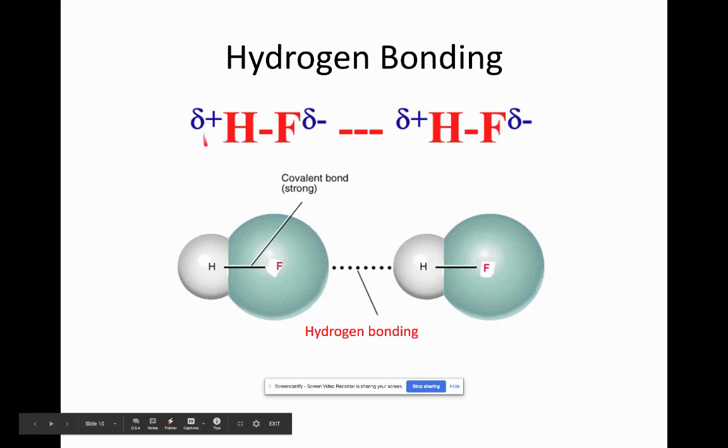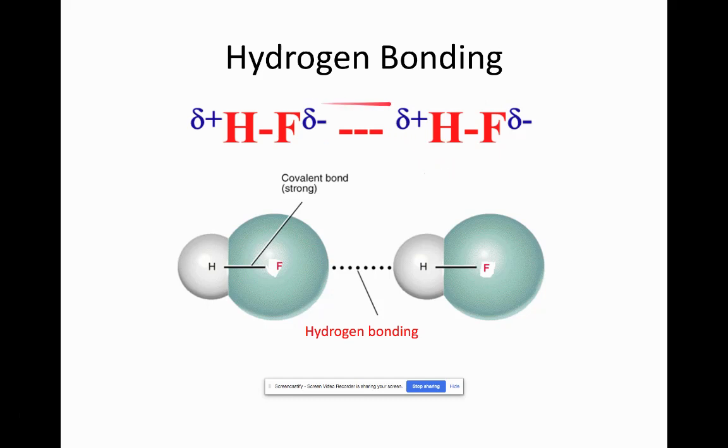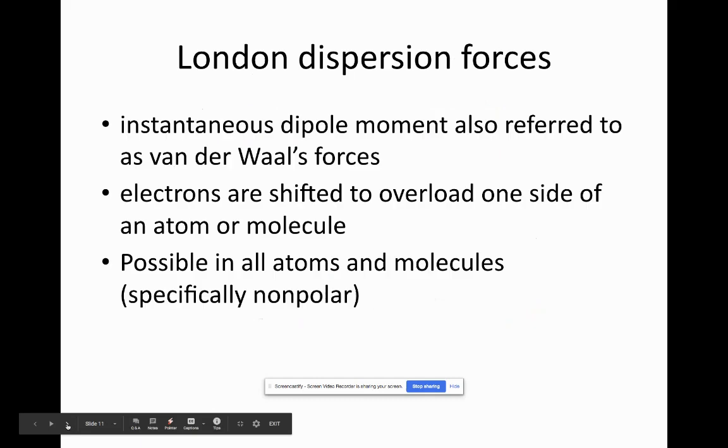Again, you can see basically a dipole-dipole interaction. It's just a very specific and strong dipole-dipole interaction that occurs between the hydrogen of one molecule and the fluorine, nitrogen, or oxygen of another molecule. So it is just a specific kind of dipole-dipole interaction.